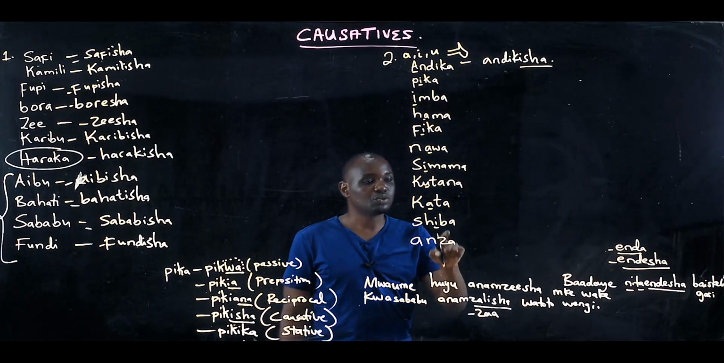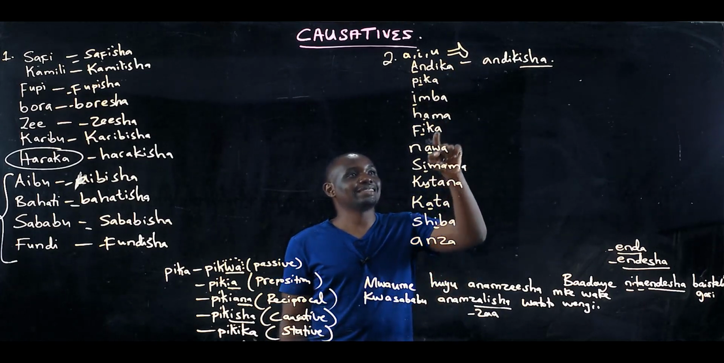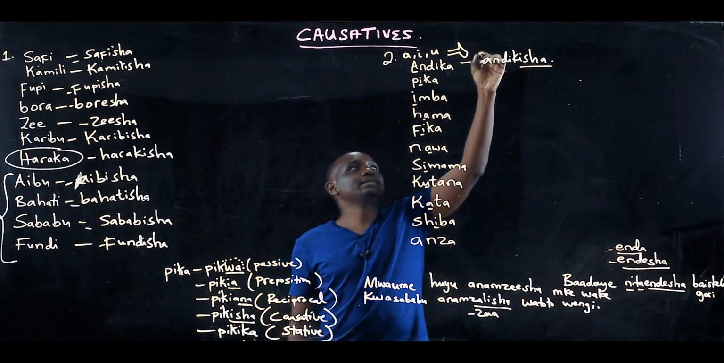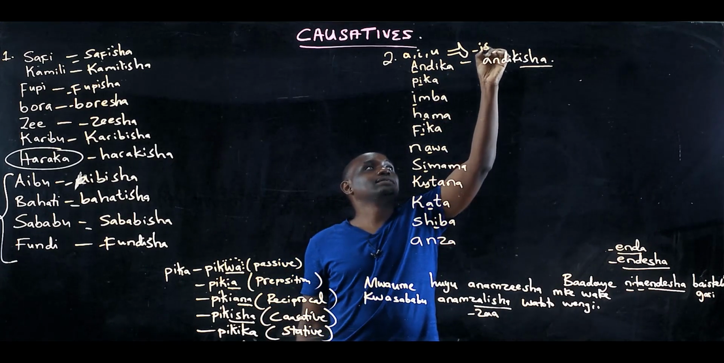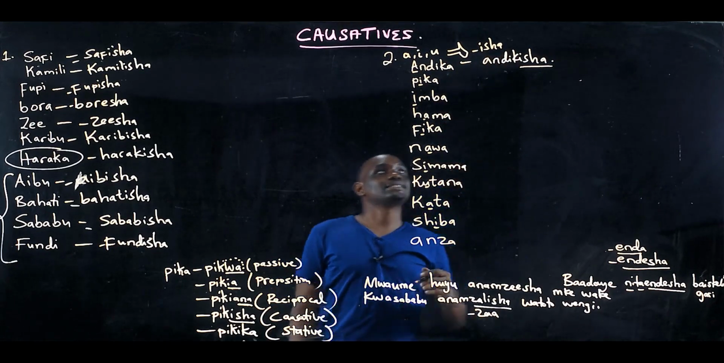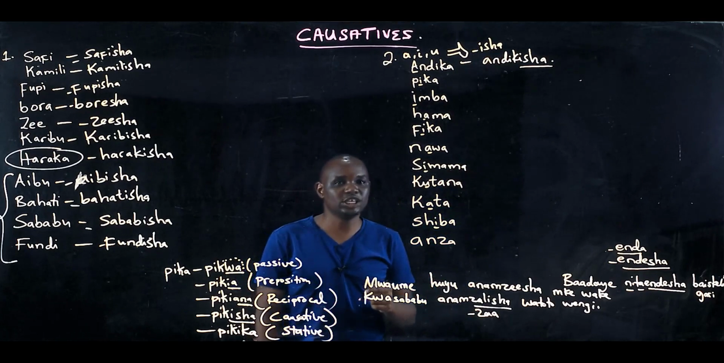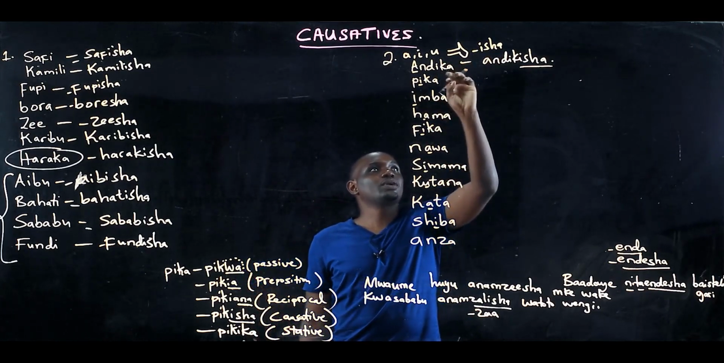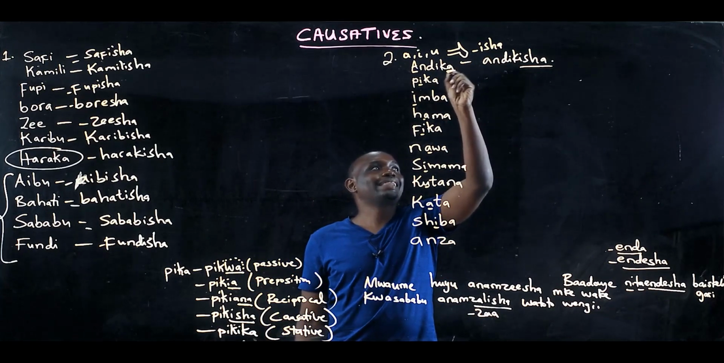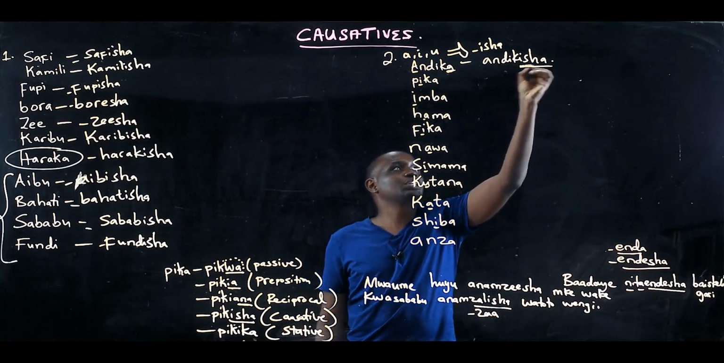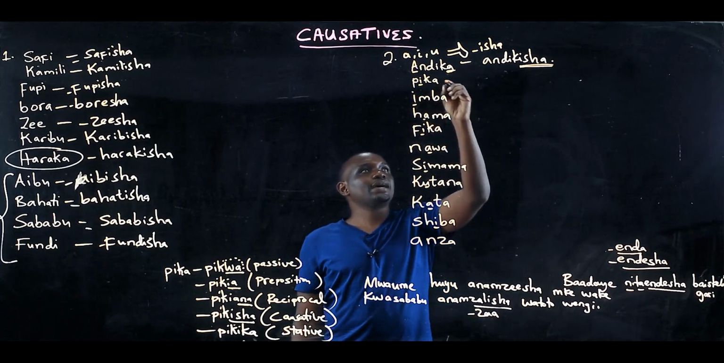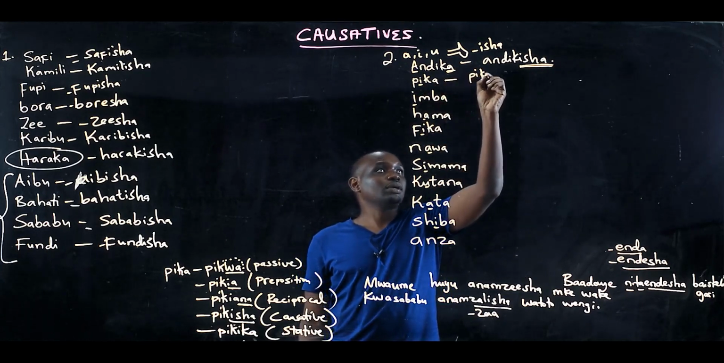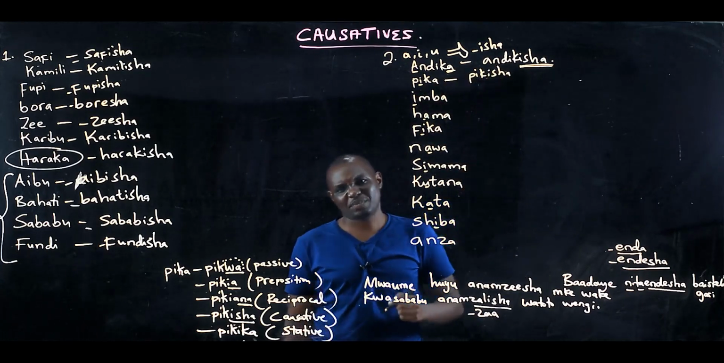So from this Bantu group, what are we going to do with it? We are going to remove that ending a, and we add isha. So andika, we get andikisha. We take away the a, and we put isha there. Pika becomes pikisha.